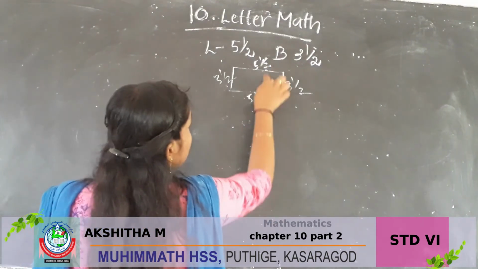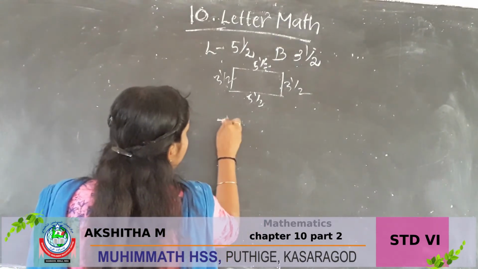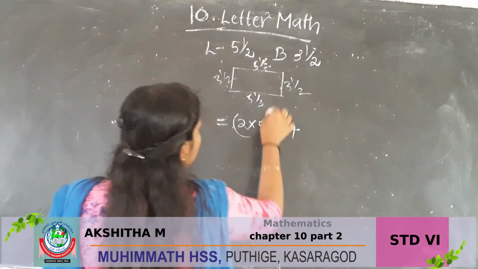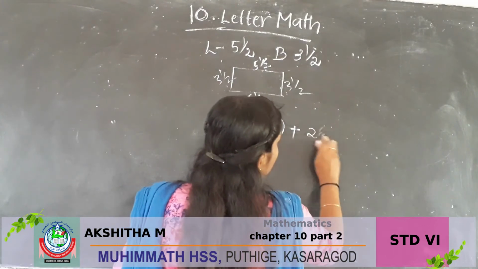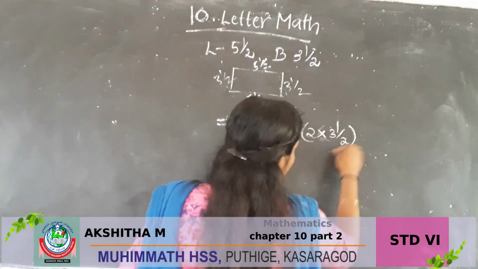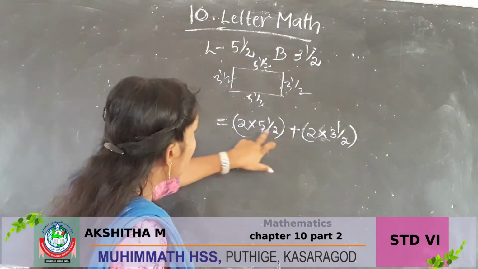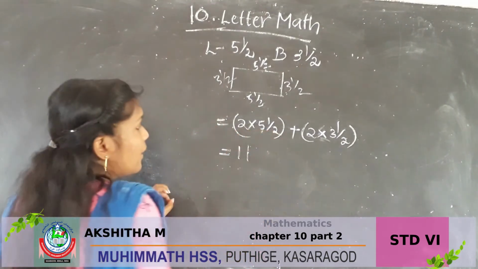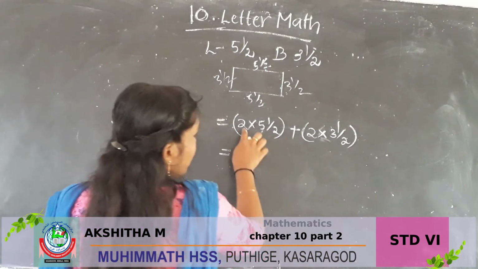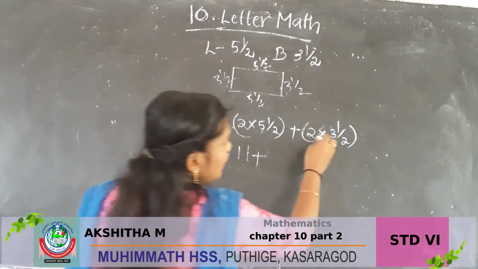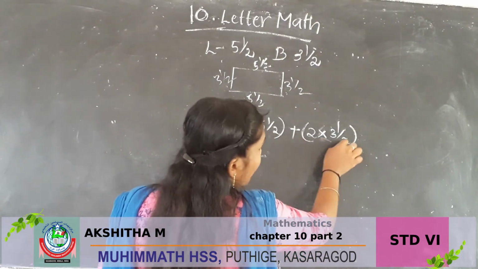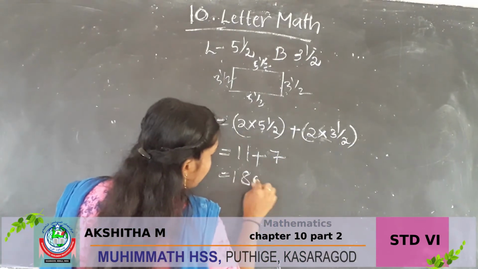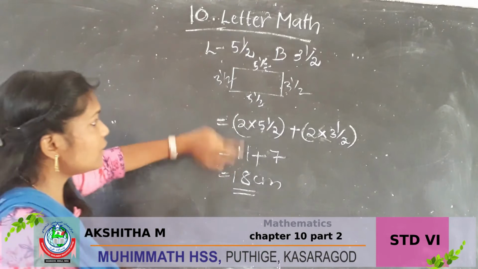You can see here 2 times 5.5, right? So we can write 2 into 5.5 plus 2 into 3.5. 5.5, 2 times: 11. 5, 2 times, 10; half, 2 times, 1. So 10 plus 1, 11. Here 3.5, 2 times: 3, 2 times 6; half, 2 times 1. So 6 plus 1, 7. We got the same answer here, 18 centimeter. Here you can see two methods.